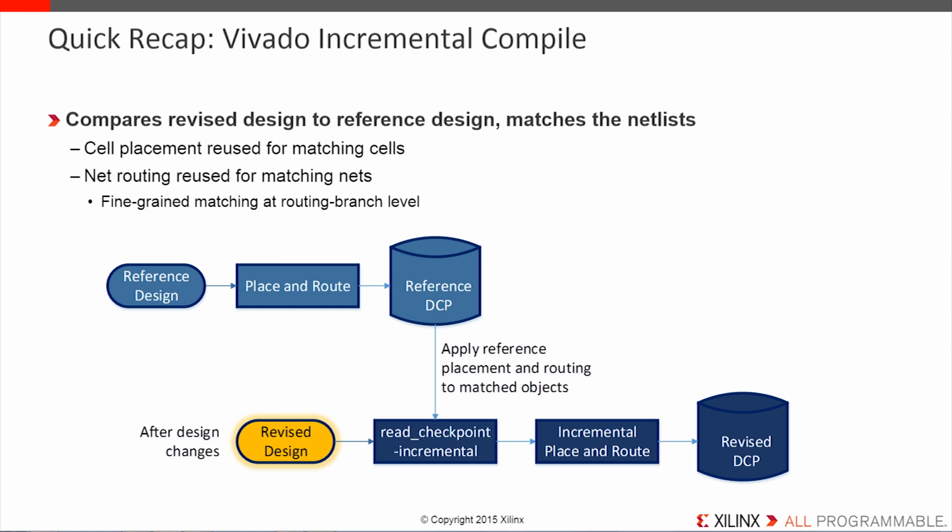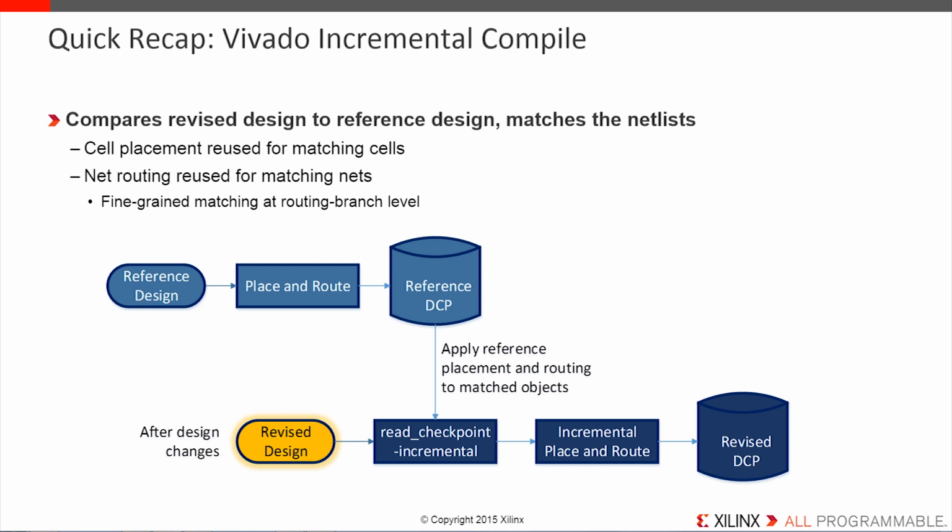Next, the design is updated with changes, resulting in a slightly different netlist. Instead of placing and routing from scratch, the placement and routing data from the reference design is applied for matching netlist objects. Placement is reused for unchanged cells, and routing is reused for unchanged nets.